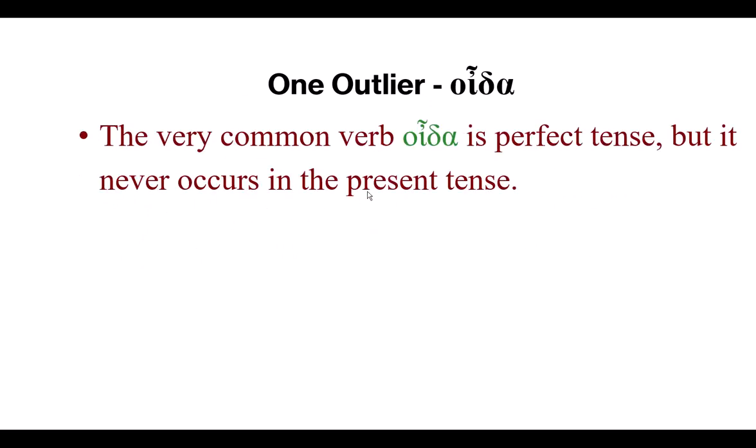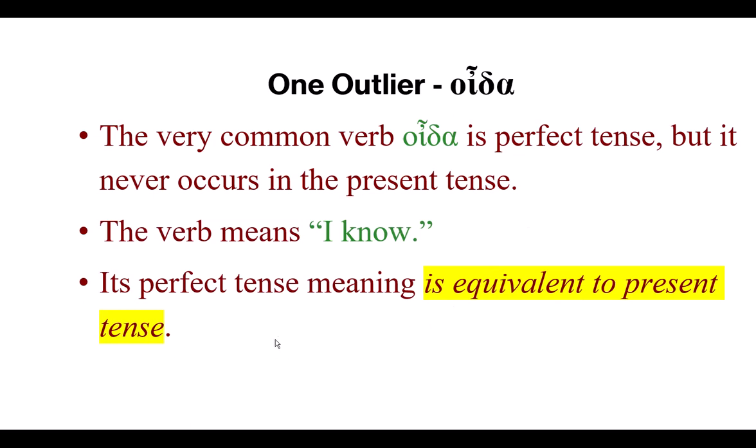Finally, let's look at one outlier, and that's the verb oida. This is a very common verb, and it is perfect tense, but it never shows up in the present tense. And so the meaning came to be present tense. So the verb means I know, and the perfect tense meaning then is equivalent to present tense. So when we talk about the characteristics of perfect tense in general, they don't apply to oida. Oida is going to have a present tense meaning.